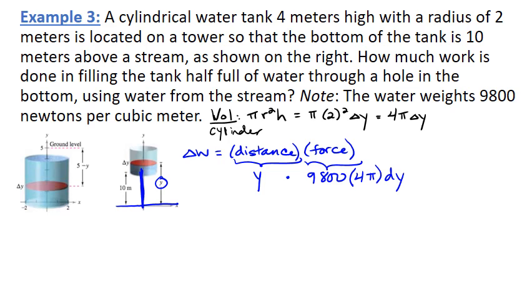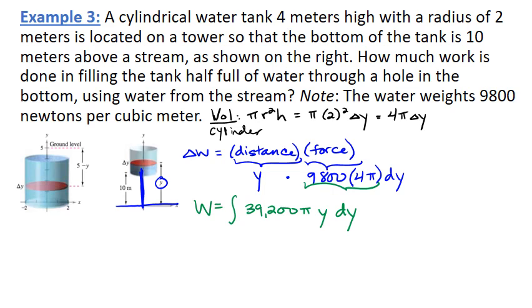And now we can plug this into an integral. So we get work is equal to the integral of this, because if this represents the change in W, if we integrate that, we will get W. So let's just simplify this. This gives me 39,200 pi y dy.